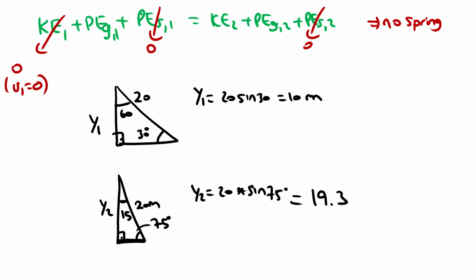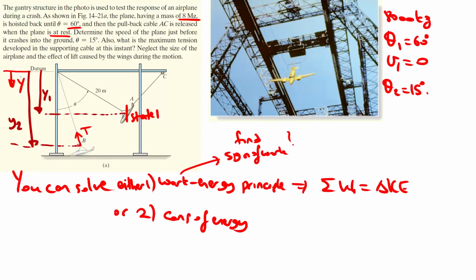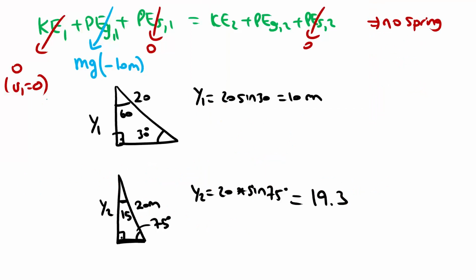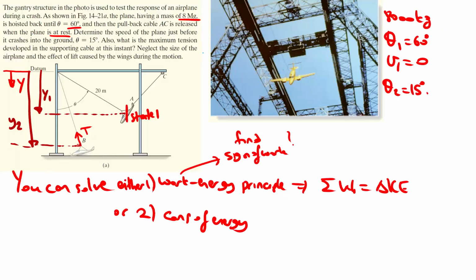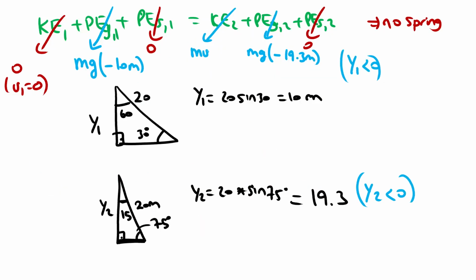Okay. So then potential energy at point 1 will be mg times negative 10 meters, because y is that way and y1 is negative. So y1 is less than 0, y2 is less than 0. And then potential energy at 2 will be m times g times negative 19.3 meters. And then kinetic energy at 2 will be mv squared by 2.